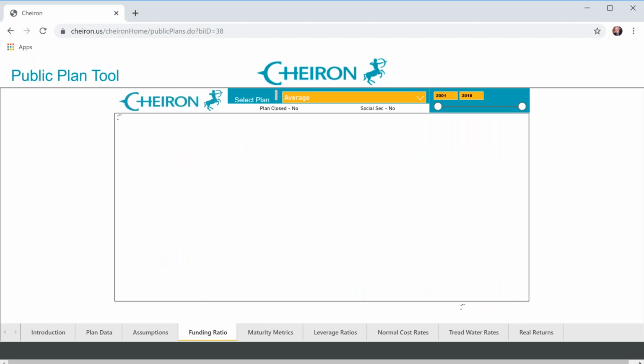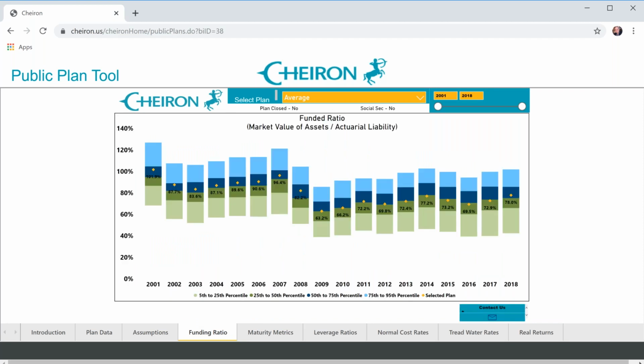Now we'll move to the funding ratio. This is the market value of assets divided by the actuarial liability as measured by the plan. So different plans do have different discount rates, so it's a bit of apples to oranges. But in 2001, the average funded ratio for these plans was at 101%, 101.9.